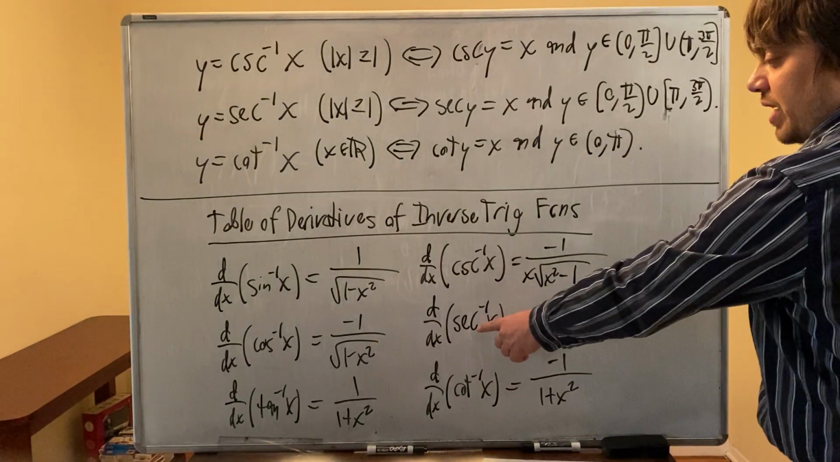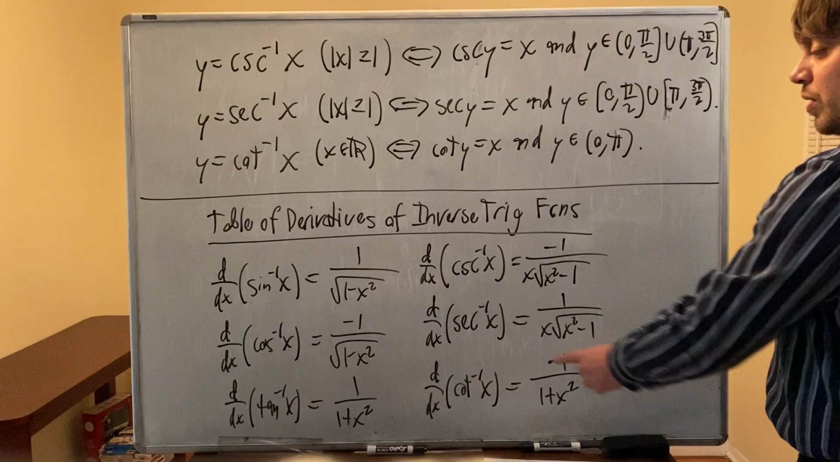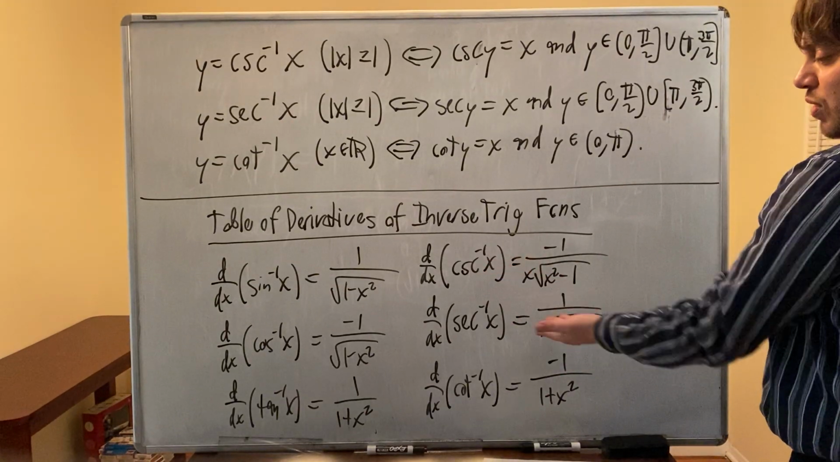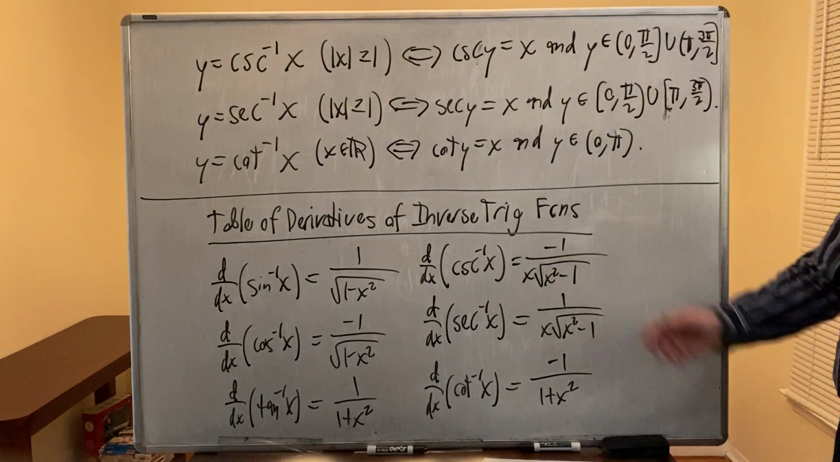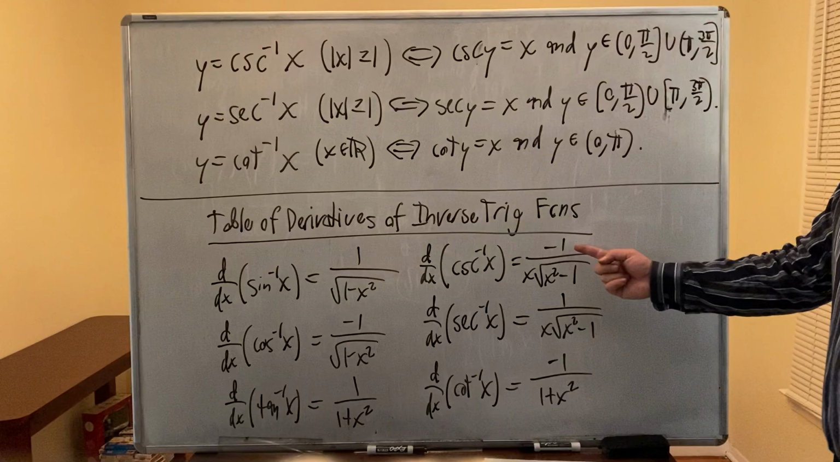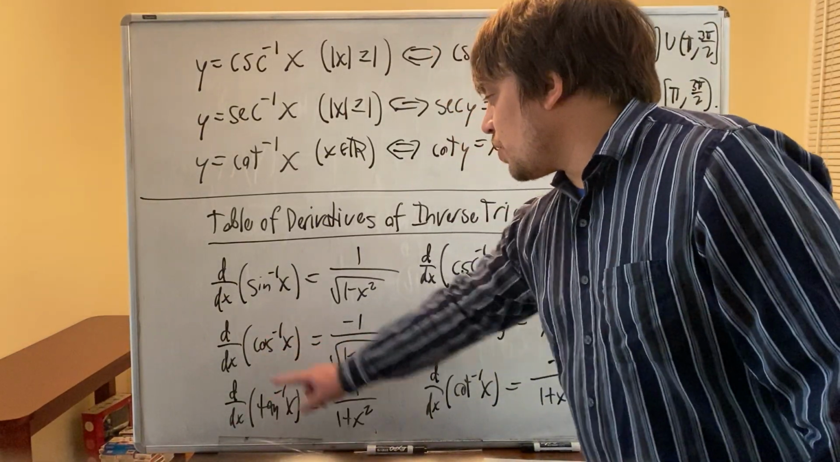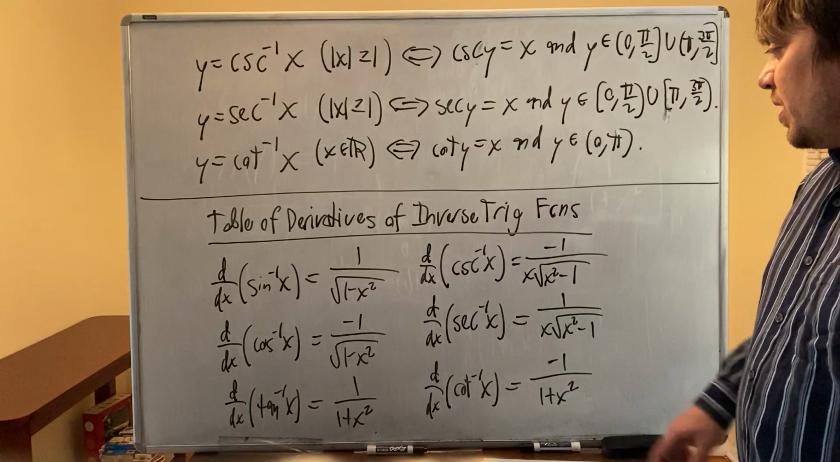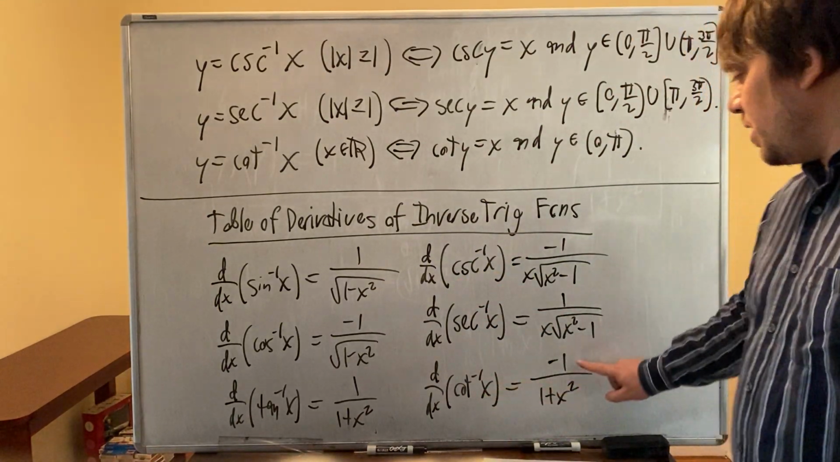Here, for the derivative of secant inverse x, it's 1 over x times the square root of x squared minus 1. Well, the derivative of cosecant inverse x is just the negative of that. It's negative 1 over x times the square root of x squared minus 1. Just the negative of it. So 6 equations are really 3 equations. Okay? And the negative signs are for the inverse trig functions that start with c. Cosine inverse starts with a c, there's a negative sign. Cosecant inverse starts with a c, negative sign. Cotangent inverse starts with a c, negative sign.